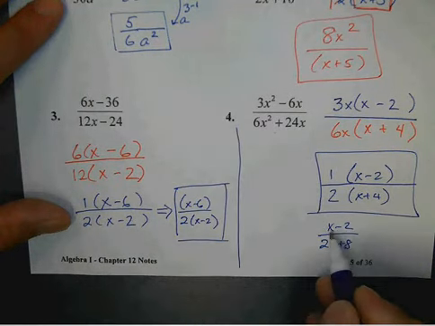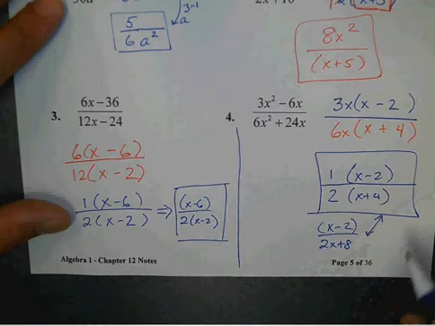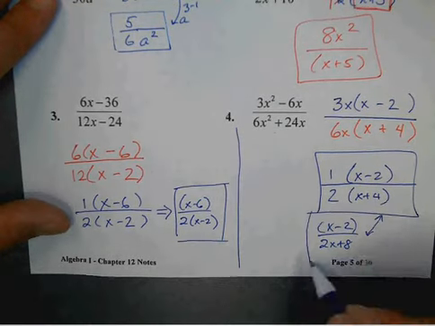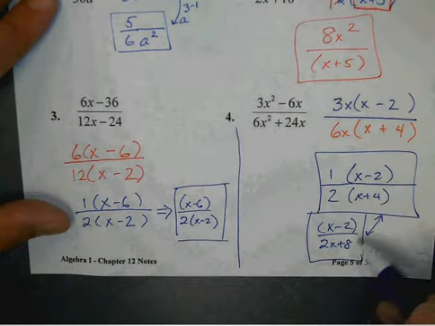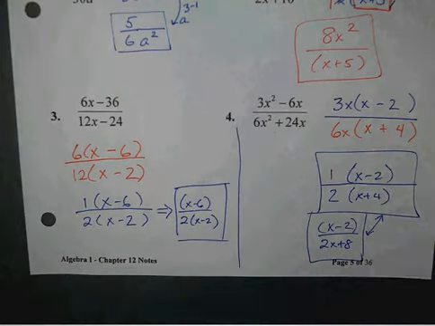The negative 2 is connected to the X. It's connected, so you still can't cancel. I guess either one of these would be a viable answer, either the multiplied out version or the factored version. Neither is right, neither is wrong in this case. Okay? All right, let's flip her over.